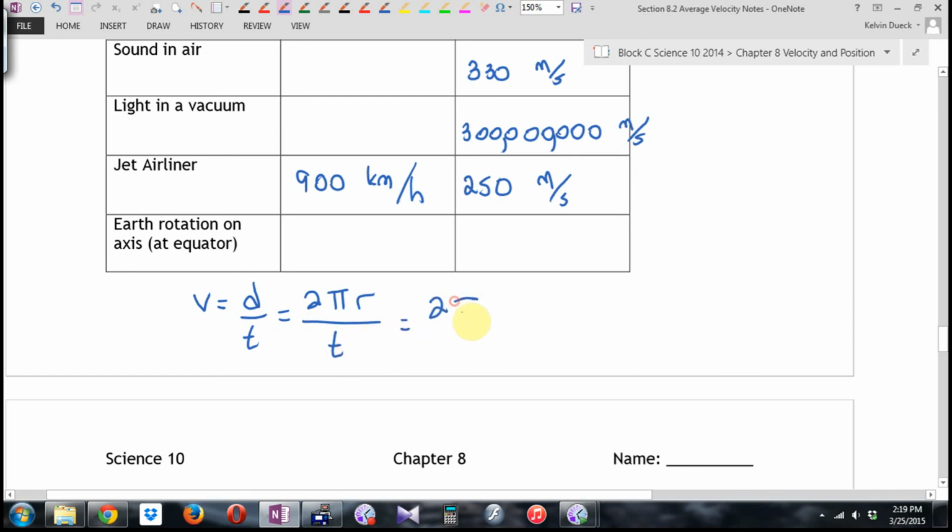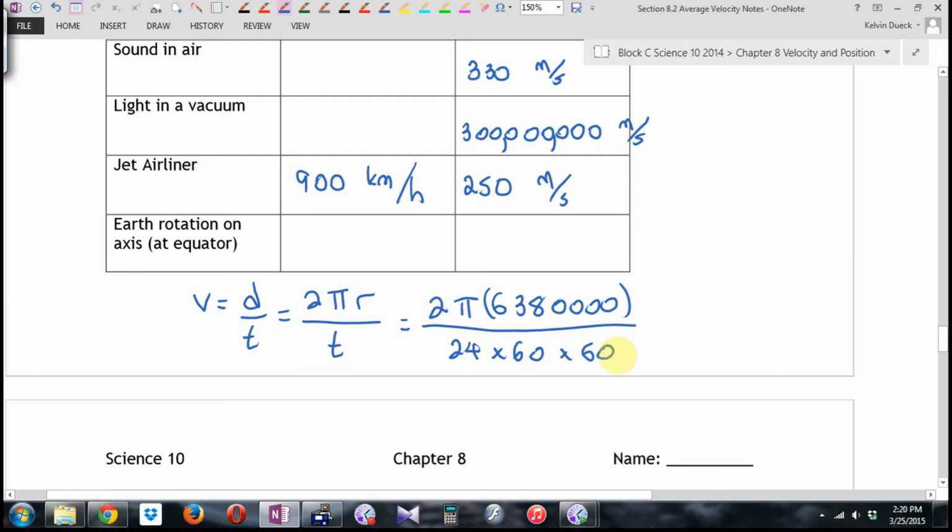I happen to know that the radius of the Earth is 6.38 times 10 to the 6 meters. And I know exactly how long it takes the Earth to go around once. No, that's around the sun. 24 hours, I've got to convert that to seconds: 24 times 60 minutes times 60 seconds.